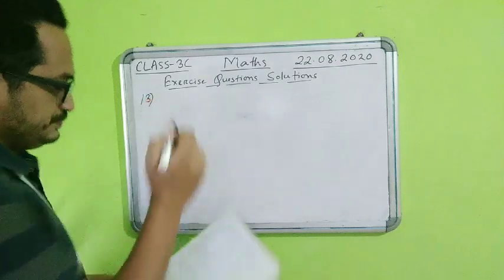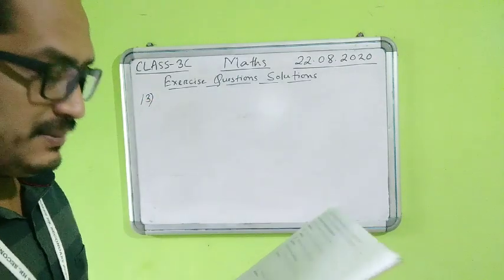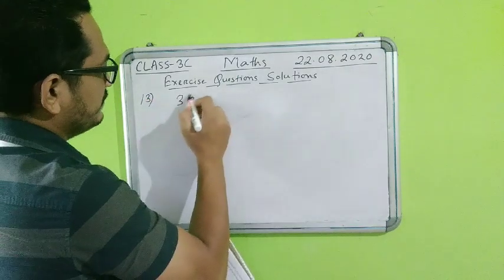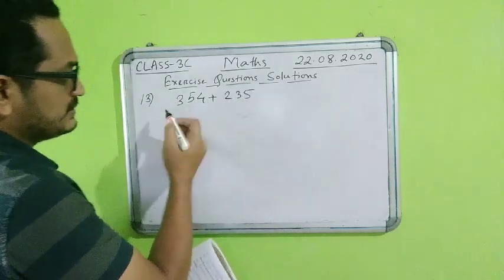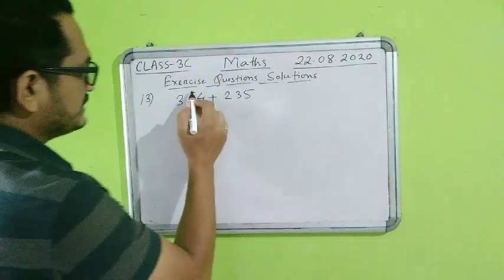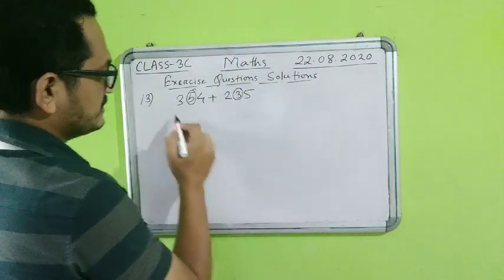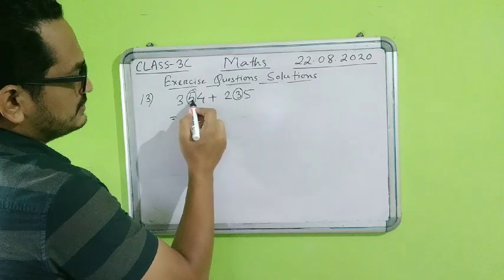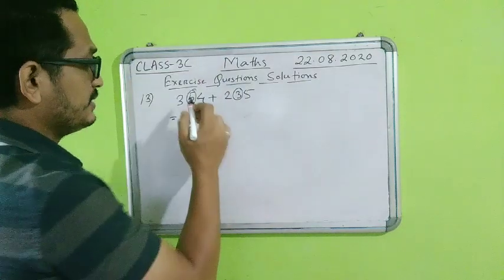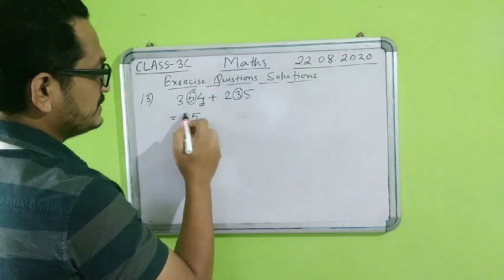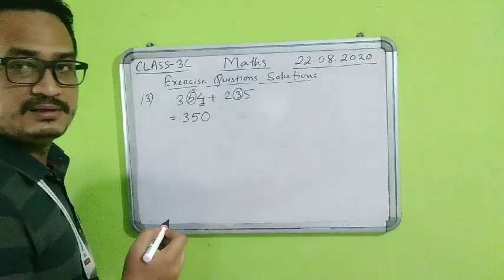Question number 13. That is estimate the sum of same question, but now it is 3-digit number. 354 plus 235. Now let us estimate first. Now if we estimate, you can say this is the tens place, this is the tens place. Now here if we see, on the right hand side, what is there? 4. 4 is less than 5. So this 5 will not have any change. This 3 will be 3 and this 4 will become 0.